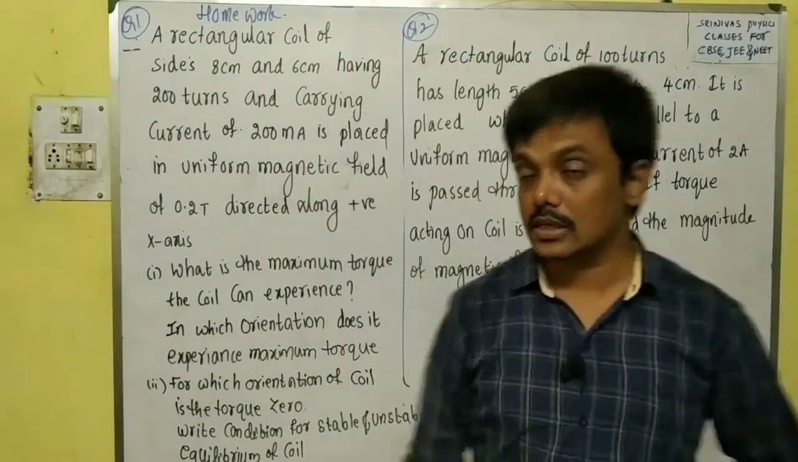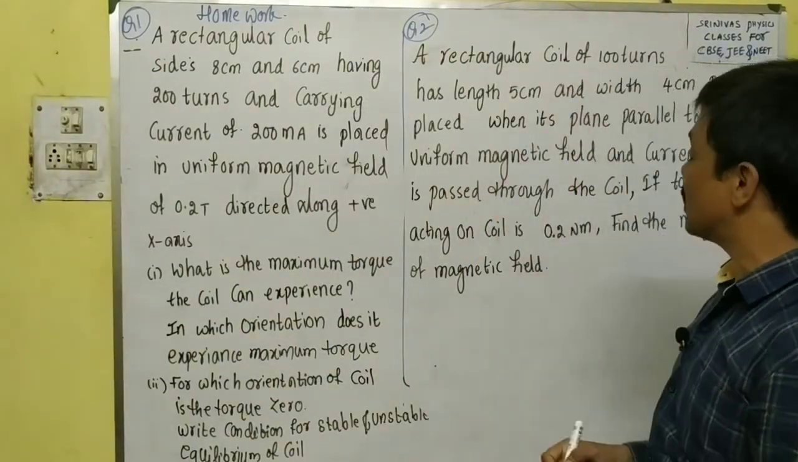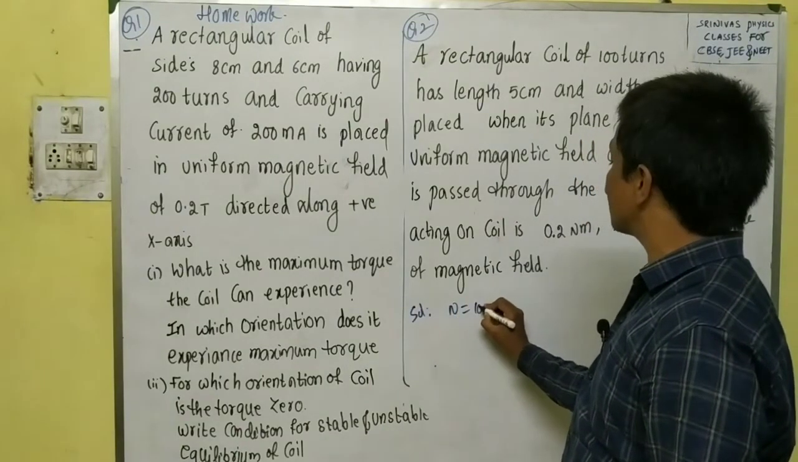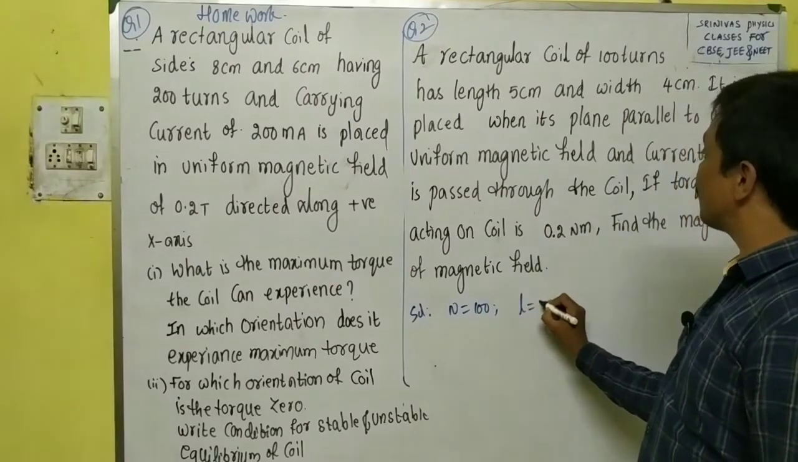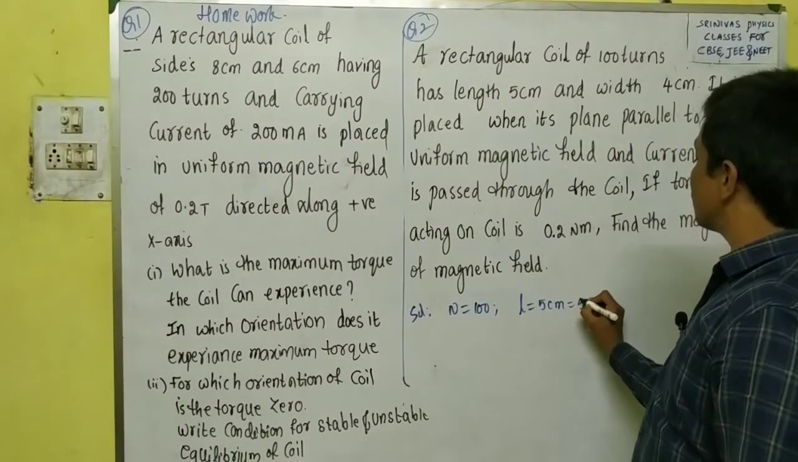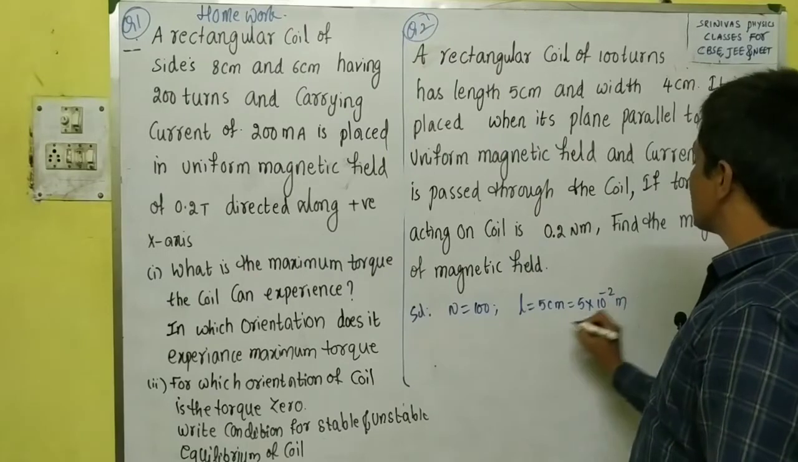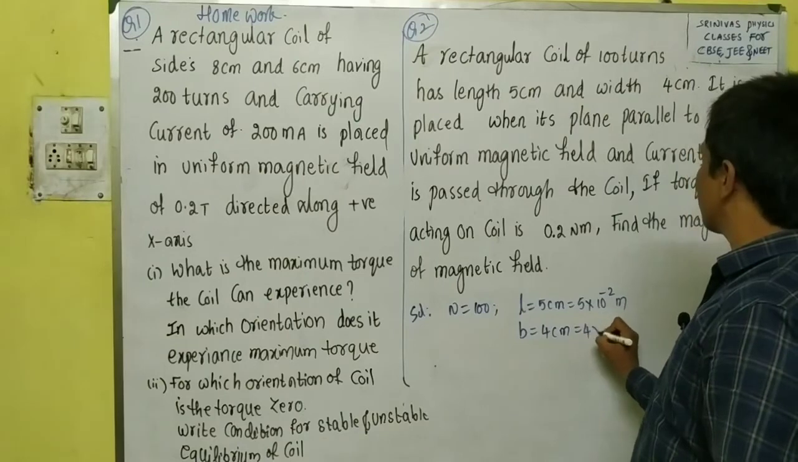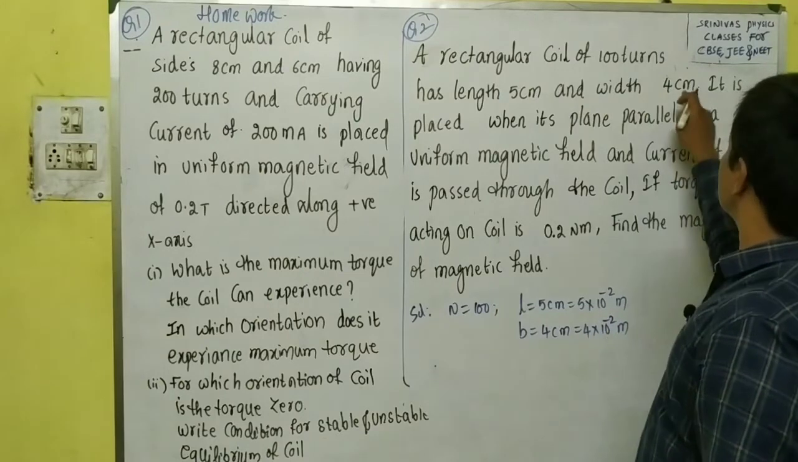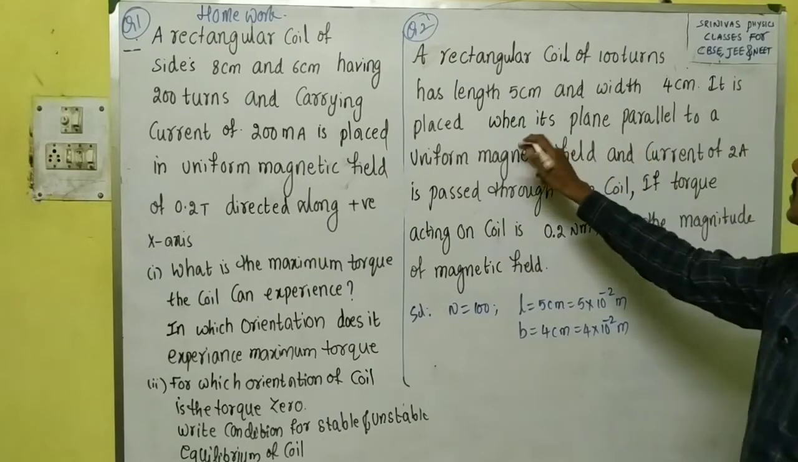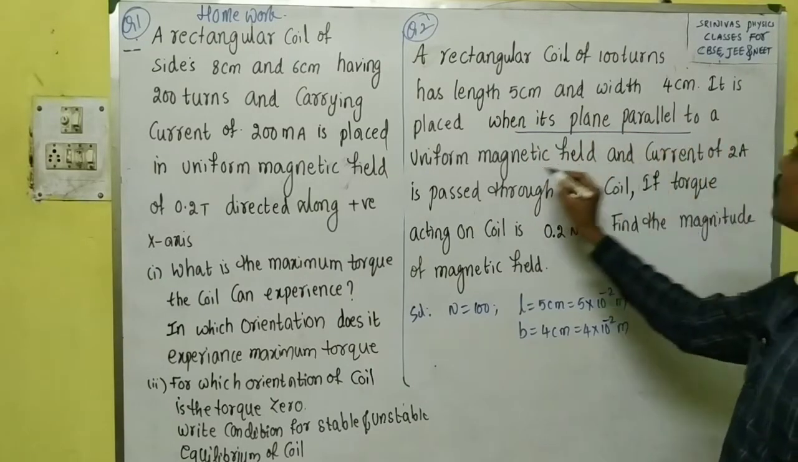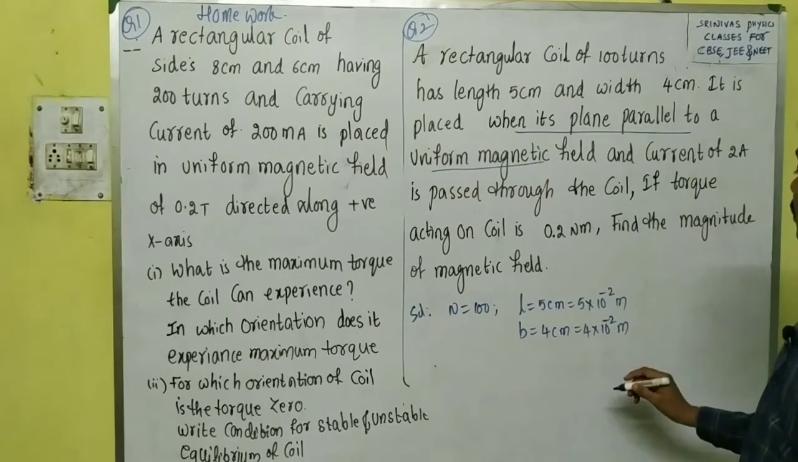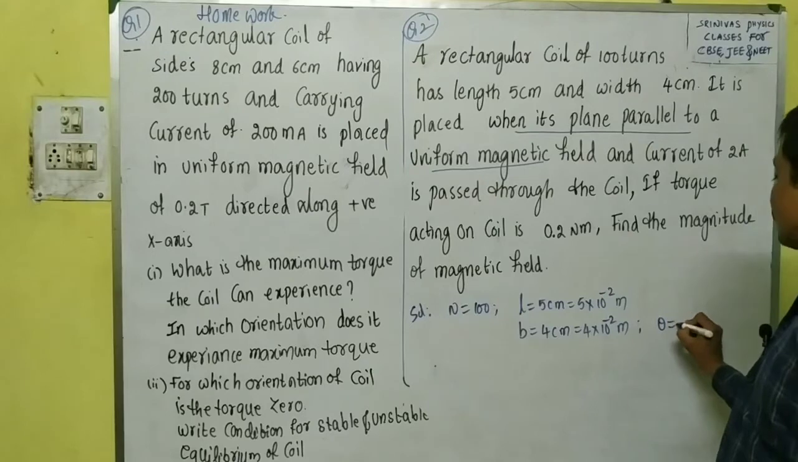The next question is: a rectangular coil of 100 turns. For this I will write the given values for the second question. Number of turns is 100, length 5 centimeters, 5 into 10 to the power of minus 2 meters, and the breadth is 4 centimeters, 4 into 10 to the power of minus 2 meters. It is placed when its plane is parallel to a uniform magnetic field. Then what is angle theta?